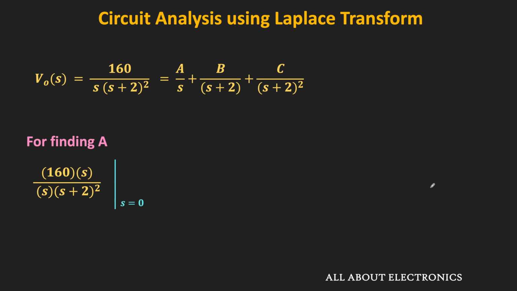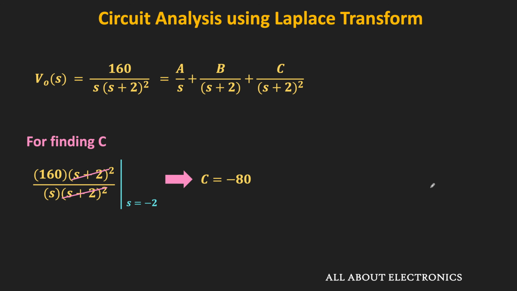Here, the s in the numerator and the denominator will get cancelled out. And if we put s equal to 0, then the value of A will come out as 40. Similarly, let us find the constant C. We will multiply the left hand side by (s + 2)², and we will evaluate the expression at s equal to minus 2. After the multiplication, the (s + 2)² in the numerator and the denominator will get cancelled out. Now, if we put s equal to minus 2, then the value of C will come out as minus 80.